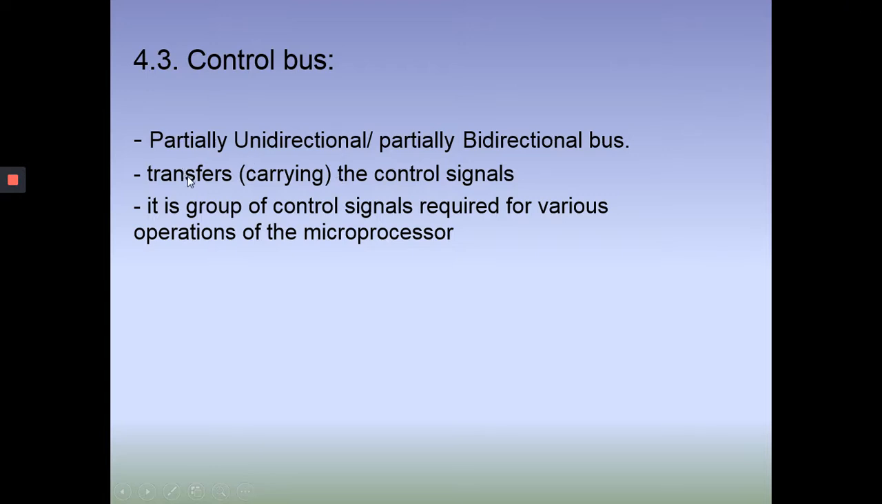Second, it carries the control signals, as I discussed earlier. It is a group of control signals required for various operations of the microprocessor, and those control signals are carried within this bus. So this is about the control bus. The microprocessor has three types of bus: the address bus, the data bus, and the control bus. That's it about this bus system.